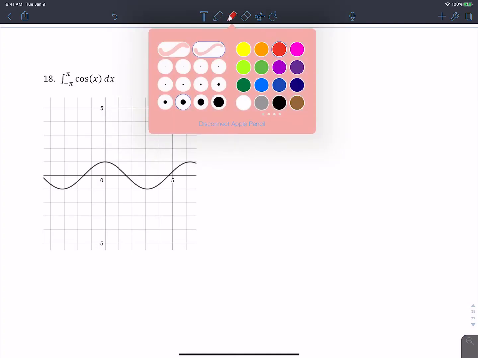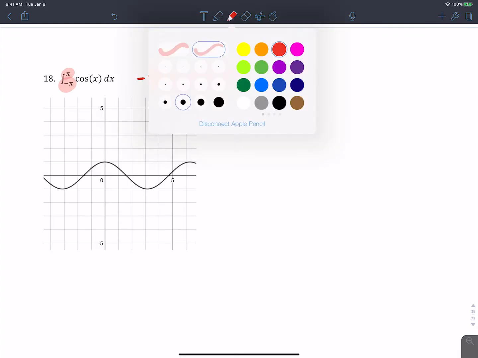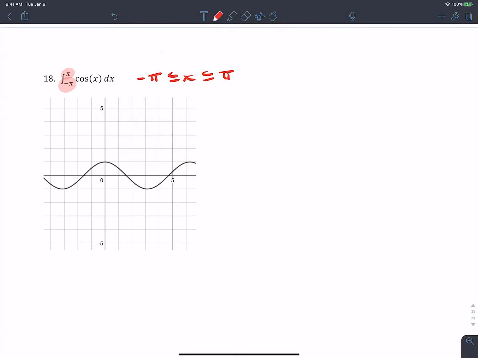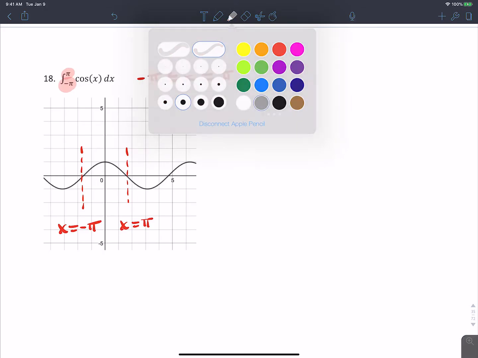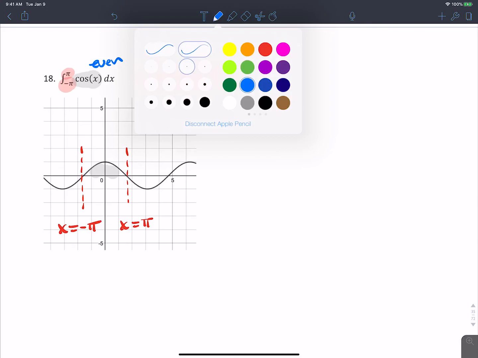Let's look at our intervals here. Negative pi to pi. Okay, so let's see what this area is going to be. Negative pi to pi. So we got negative pi over here, and pi is over here. We're finding this area here. What do I know about cosine? Cosine's even, is that right? I got a nice even function over a symmetric interval.